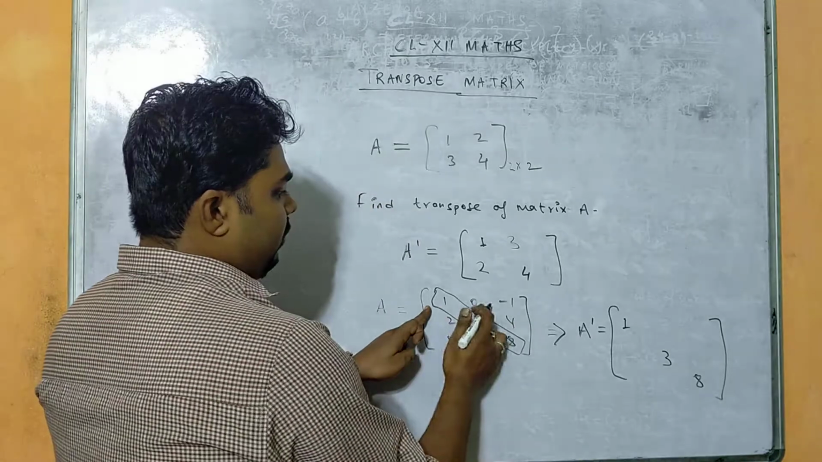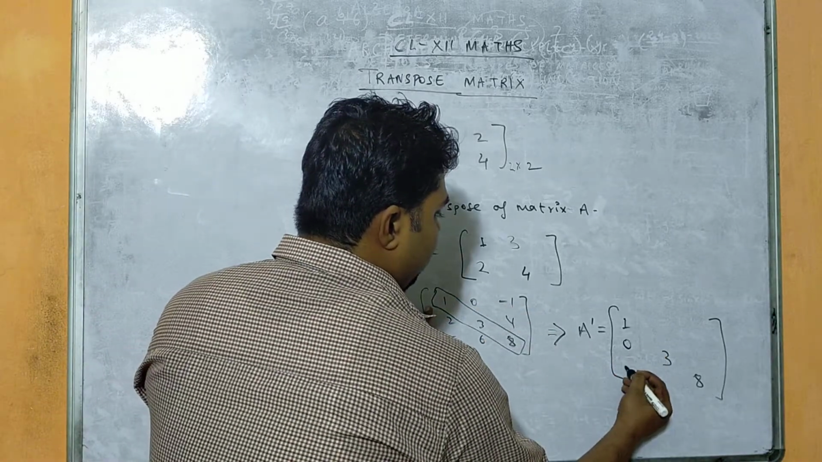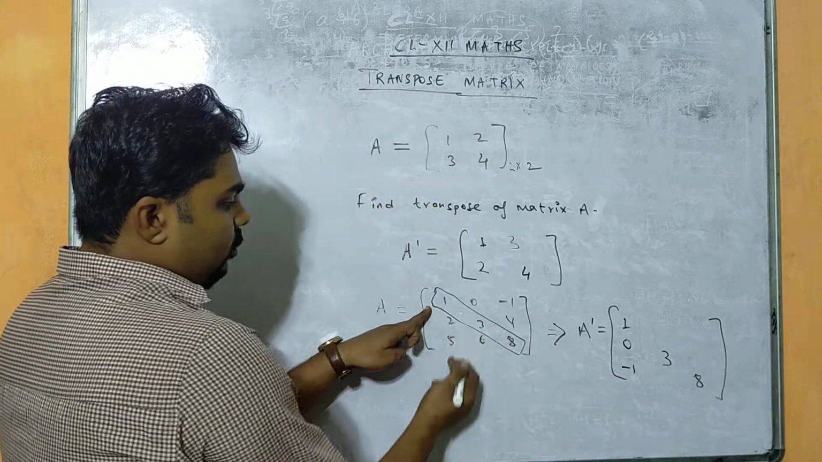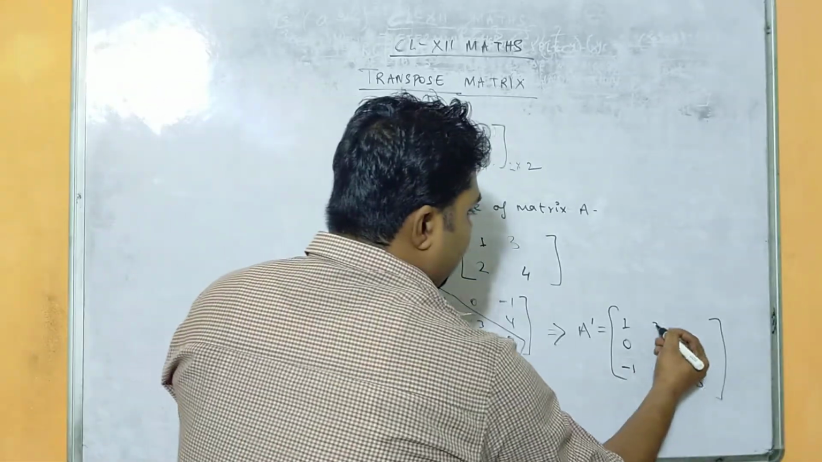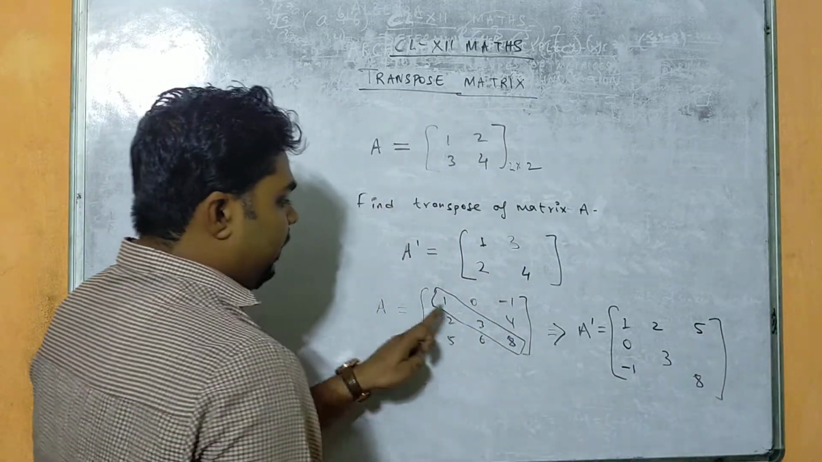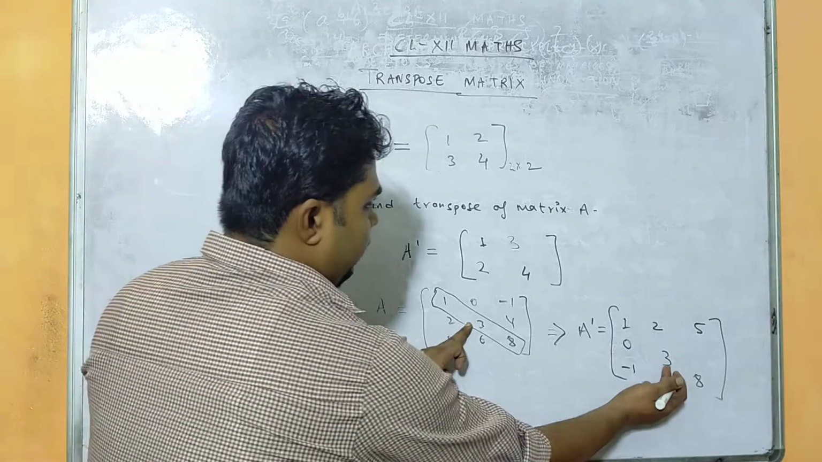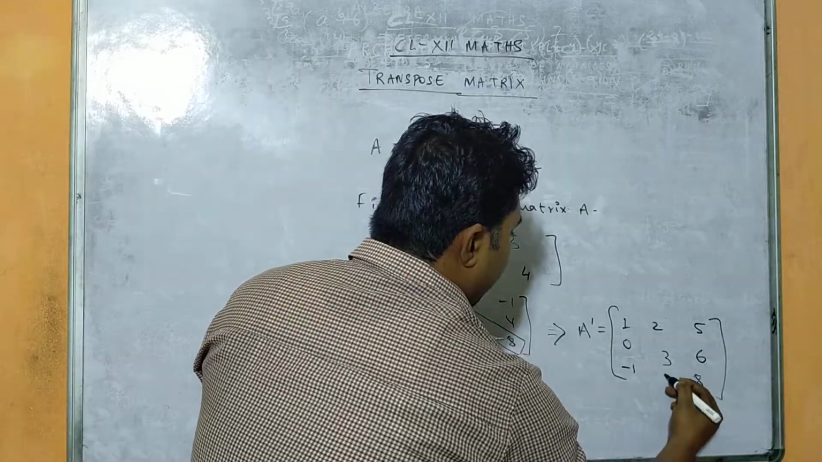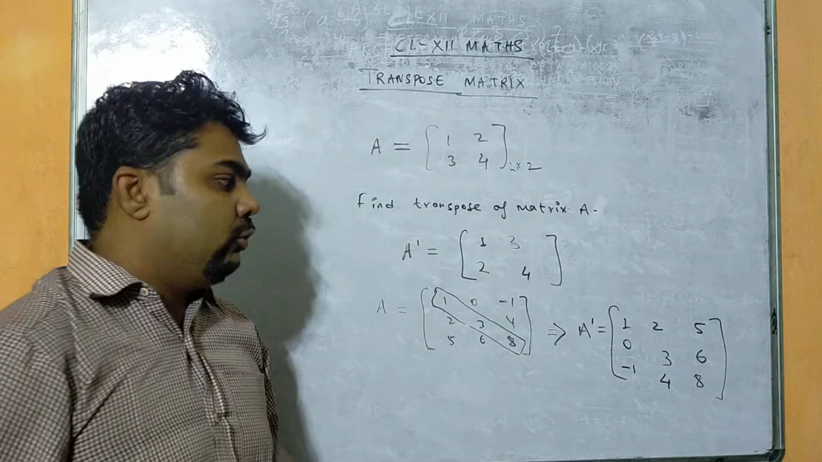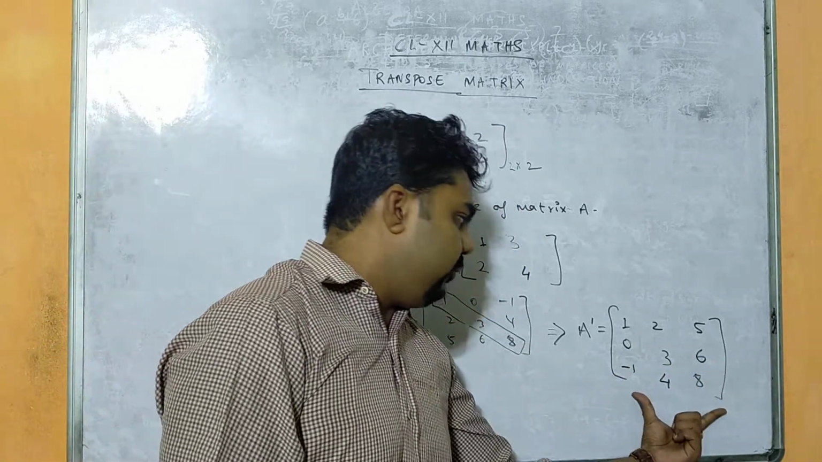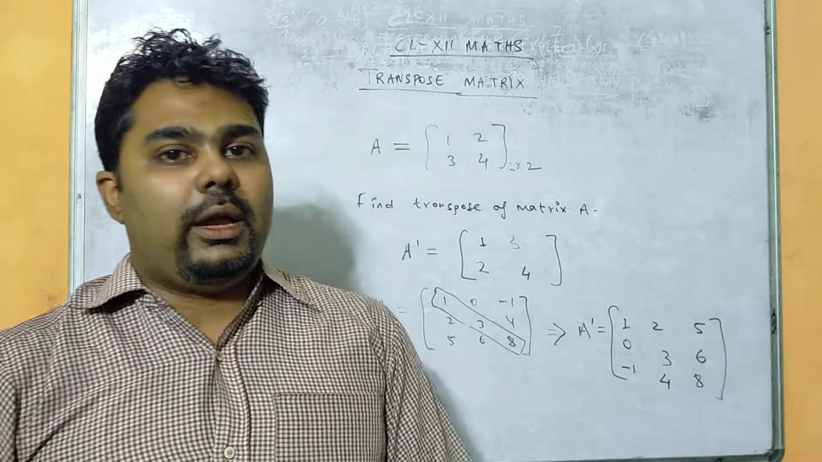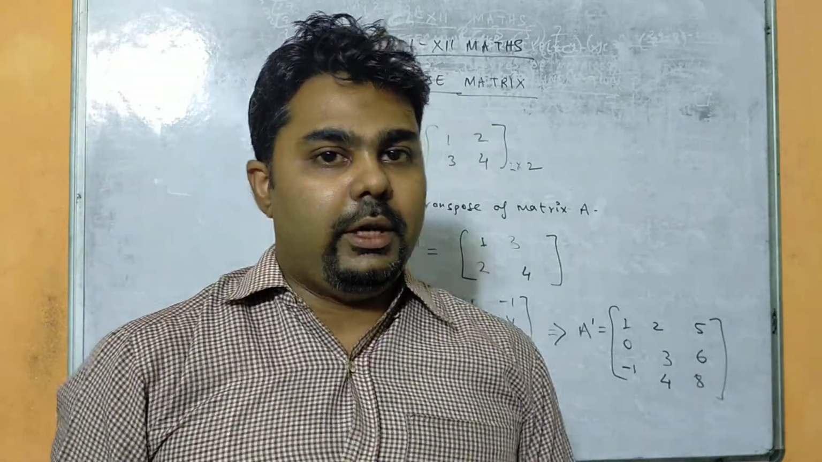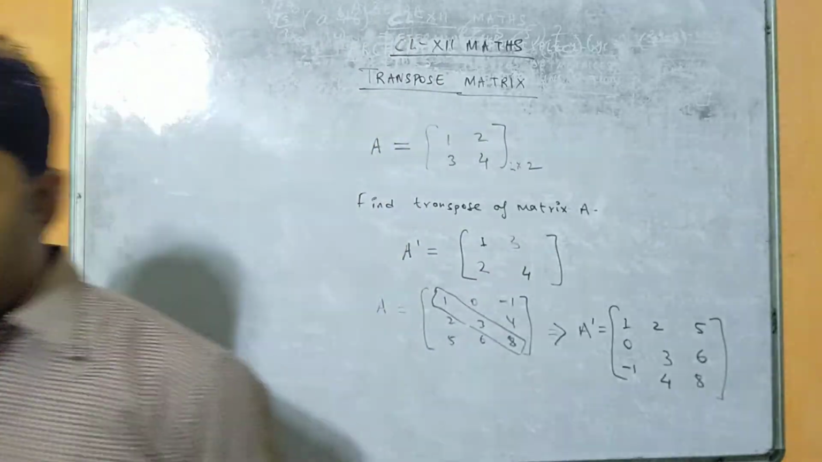Here the row we have is 1, 0, minus 1, so this will be the column 1, 0, minus 1, right? The column we have is 1, 2, 5, so this will come here as a row, 1, 2, 5, right? Now the 3 position is unchanged. Just 6 and 4 will get interchanged. So here we will have 6, here we will have 4. So overall, you see, rows and columns get interchanged in the transpose of a matrix, right?